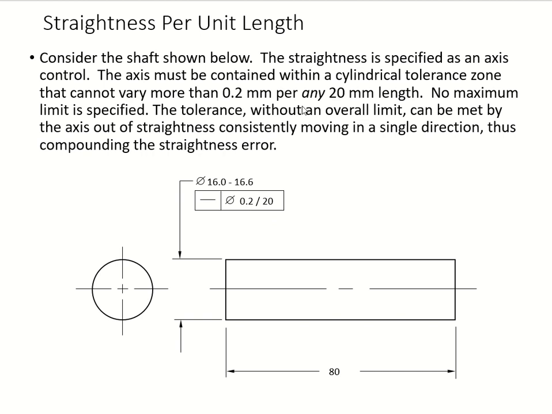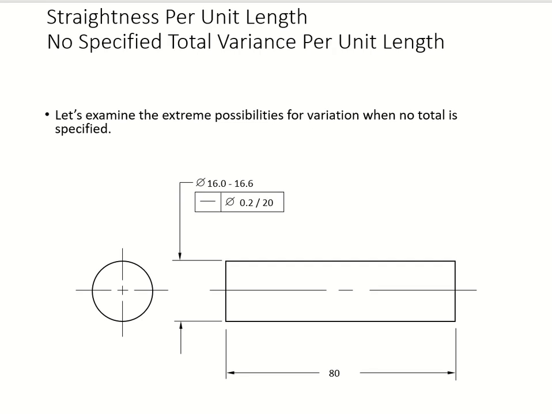Where does this 20 millimeter come from here? It said it's 0.2 per every 20 millimeter length. You cannot vary more than 0.2 millimeter for 20 millimeter length. A little bit different way of writing, be careful. And there is no maximum limit, no material condition given there for you, just straightness. Since you don't have a max, sometimes you're going to get a huge error like that. So you've got to be careful with this type of tolerancing.